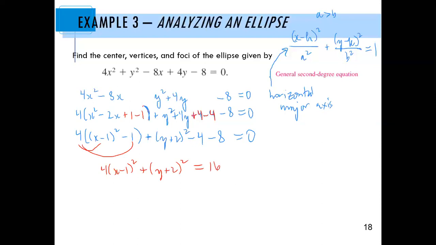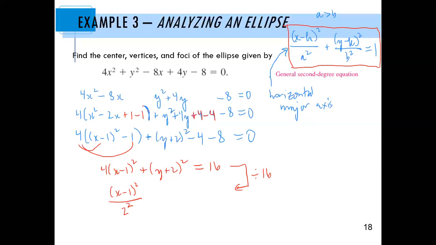But of course, take a peek at this. This thing always has a 1 on the other side, yeah? So what should I divide through by? 16, right? So if I divide by 16, I'm going to end up with x minus 1 squared over 4, which maybe I should write as 2 squared. You know what I mean?